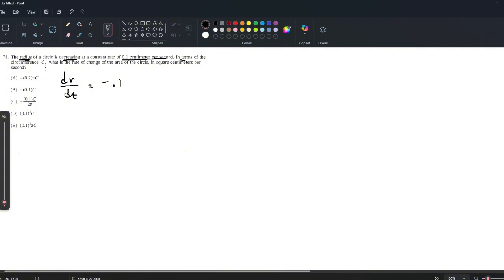In terms of circumference C, what is the rate of change of the area of the circle? So we have two different things here. We have circumference and we have area, and there's two different formulas for that. Our circumference formula is 2 pi r, and our area formula is pi r squared.